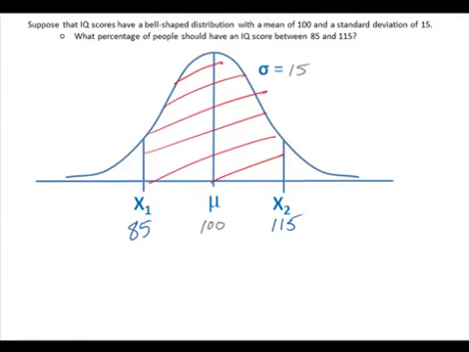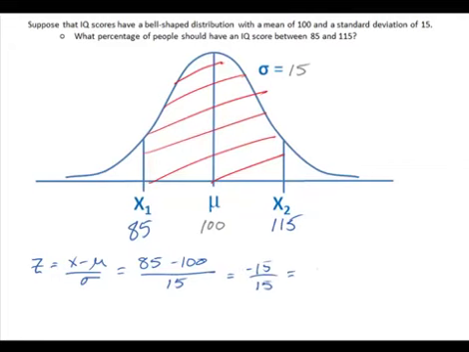The first thing we have to do is find a z-score. Z is equal to x minus the mean over standard deviation. X being 85, minus 100, over standard deviation of 15. This is equal to negative 15 over 15, which is equal to negative 1.00. So the distance between x1 and mu is negative 1.00 standard deviations.